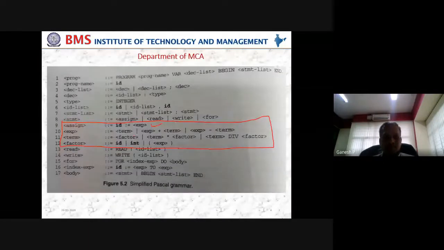Now, what can EXP be? EXP can be a term, because there is one value at the end, followed by EXP plus term. You can avoid this, there is no minus. Next, what is a term? Term can be a factor or multiplication. There is no division, you can avoid this. Then what is a factor?